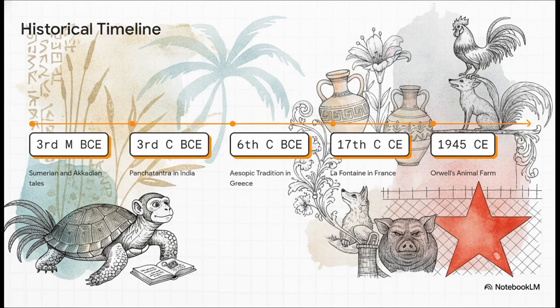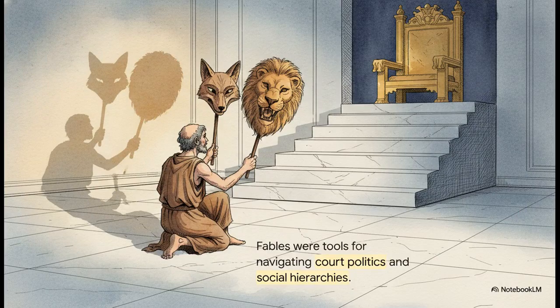Then, look at India in the 3rd century BCE with the Panchatantra. Attributed to the sage Vishnu Sharma, this was a highly sophisticated collection of animal tales deliberately nested inside one another to teach statecraft and practical wisdom to young princes. From there, the idea spread like wildfire. It moves through the Greek Aesopic tradition, gets elevated to high art in 17th century France by La Fontaine, and makes it all the way to 1945 with George Orwell. It has consistently been an absolutely crucial geopolitical and pedagogical tool. So the crucial takeaway here is that fables definitely weren't just for kids.